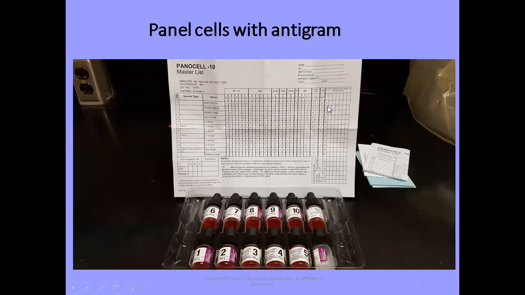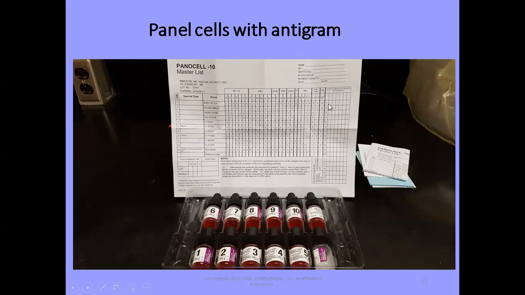So when I'm doing the testing, I would basically have a tube for 1 through 10, and maybe I'm going to test this one too. That would be my 11th tube. I'm going to test my patient control or auto control. That will be the 12th tube. And so to set up the testing, I would add 2 drops of my patient's plasma into all 12 tubes, and then 1 drop of screening cell 1 goes into tube 1. I'm sorry, panel cell 1 into tube 1, panel cell 2 into tube 2, so on and so forth.